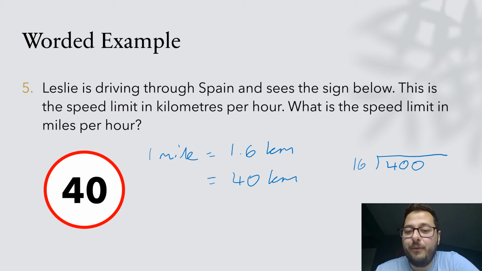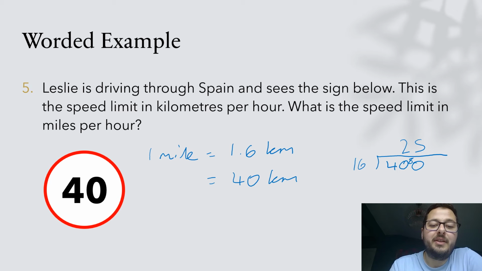Okay, so how many 16s go into 400? Well, none go into 4. How many go into 40? Well, it's going to be 2, remainder 8. How many 16s go into 80? It's 5. Okay, so 40 kilometres is the same as 25 miles. So the speed limit is going to be 25 miles per hour.